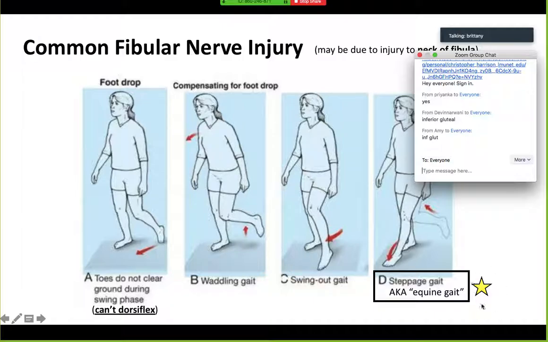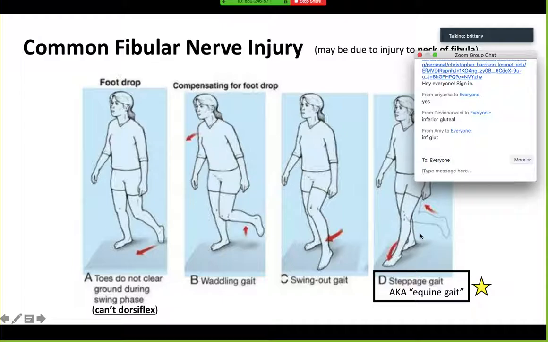So another star. This one is also very important. If you have an injury to the common fibular nerve, branching off the common fibular you have a superficial and a deep fibular nerve, and your deep fibular nerve is going to innervate the anterior compartment of the leg. If you lose innervation to the anterior compartment, you've lost innervation to your dorsiflexors. So you're not going to be able to dorsiflex the ankle, and you can't clear the toes off the ground. This is going to lead to what's known as a steppage gait.